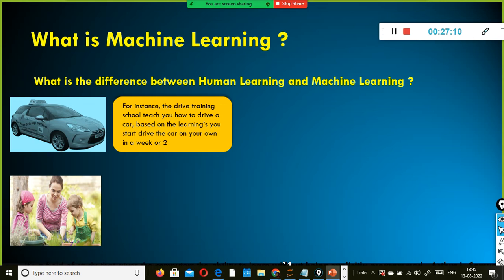Initially, for 1 week he drives the car. You simply watch him, how he reacts to different types of traffic: moderate traffic, heavy traffic, and low traffic. In all these types of traffic, you watch how he applies the gear, when he raises the accelerator, when he applies the brake. So you watch him for 1 week.